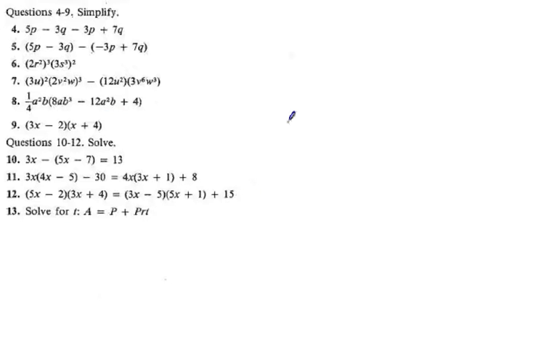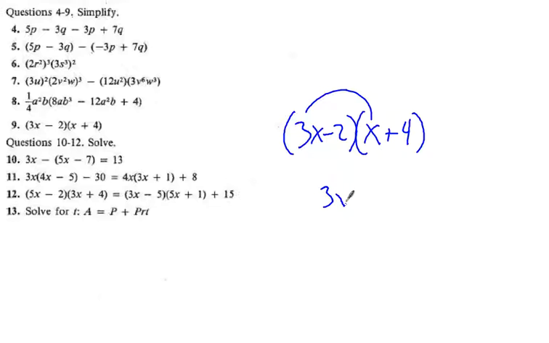Finally, we have 3x minus 2 times x plus 4. 3x times x is 3x squared. 3x times 4 is 12x. Negative 2 times x is going to be negative 2x. And notice how I am stacking the terms with the same variables. Just makes it easier to combine. And negative 2 times 4 is going to be negative 8.